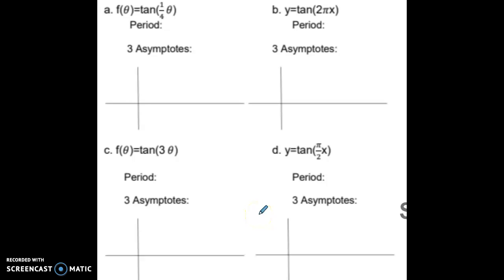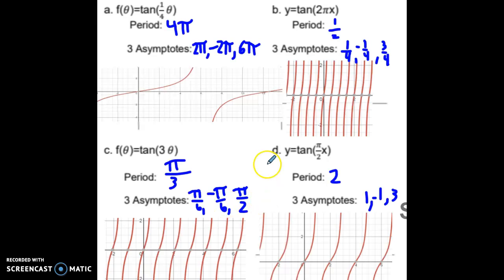Continuing on, we are going to start on your graphs on the second part, where it's number 2: graph 2 cycles of each of the following tangent functions. So here are the equations, and here's what the graphs would look like. Let me explain how this all works.